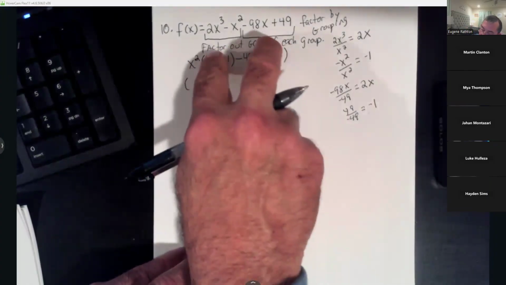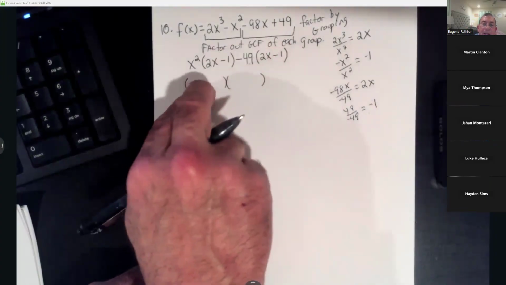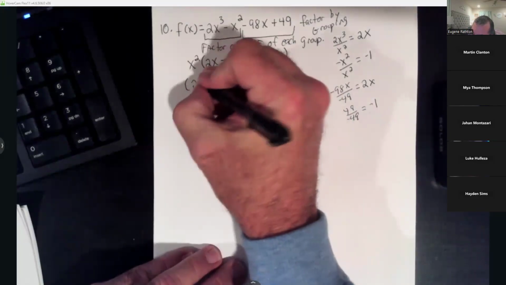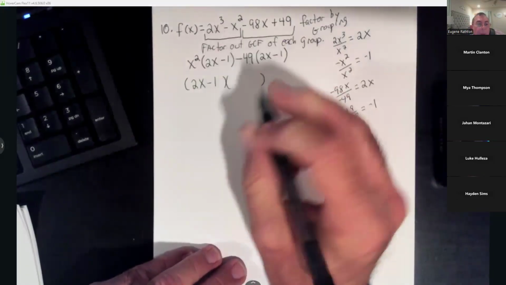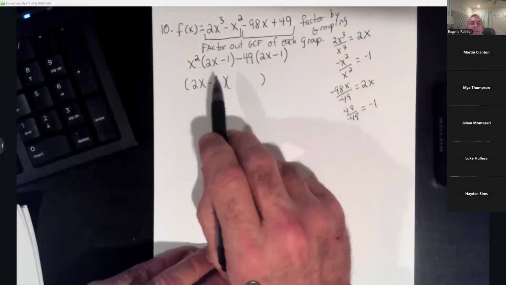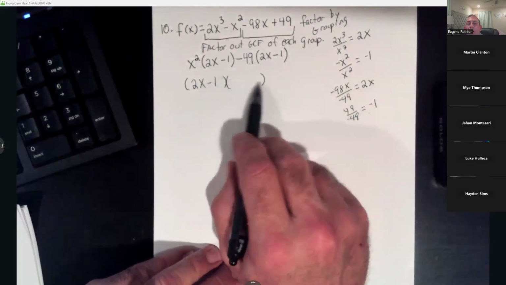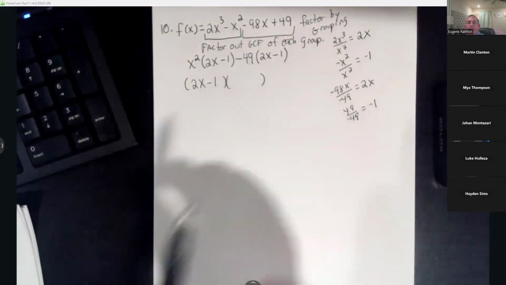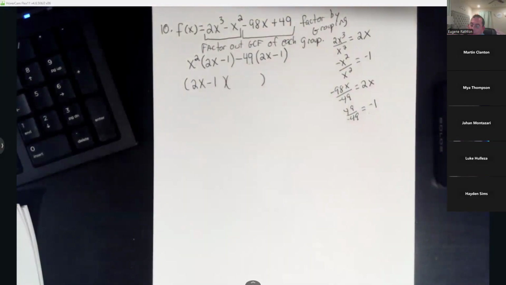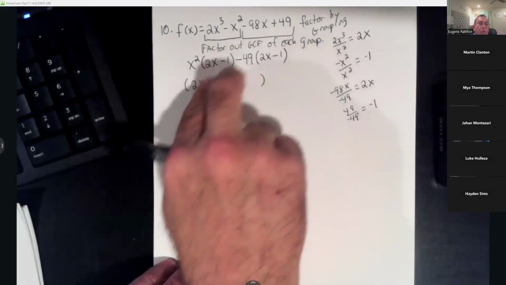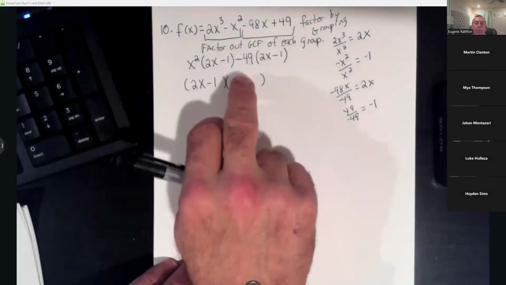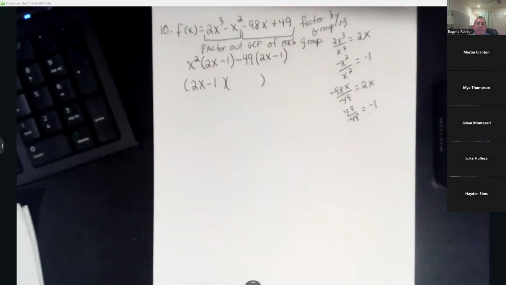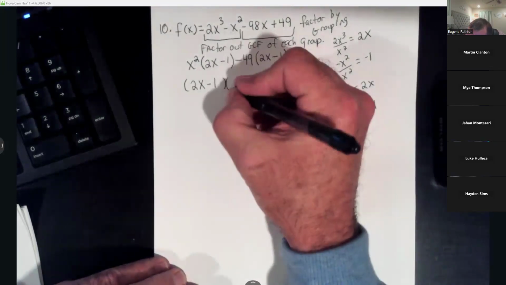All right, y'all. At this point, I'm pulling out that 2x minus 1. That's going in the first parentheses. What would y'all put in the second parentheses? So if I factor out the 2x minus 1, what's going here? So x squared negative 49. Good job.